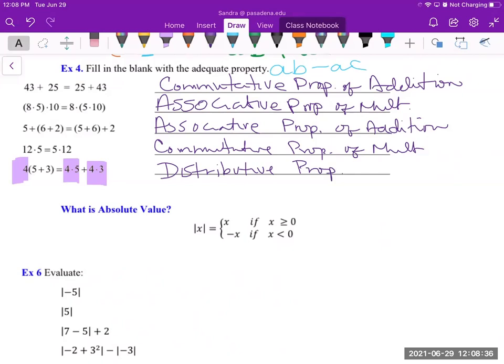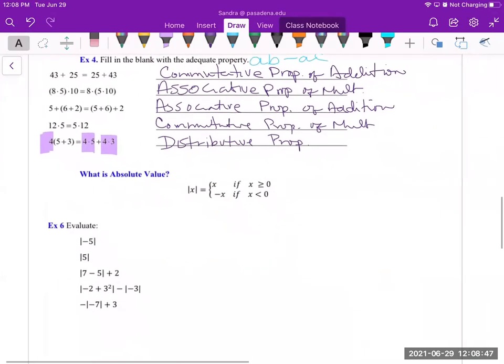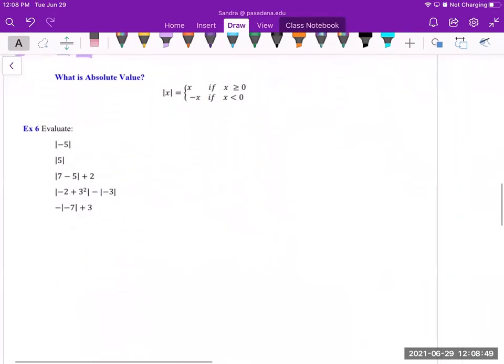Once again, this is basically what you're going to be doing on WebAssign. You're just going to be identifying what kind of a property you have, and you just have to observe it. Let's go ahead and talk about absolute value, and we're almost done with 1.1.